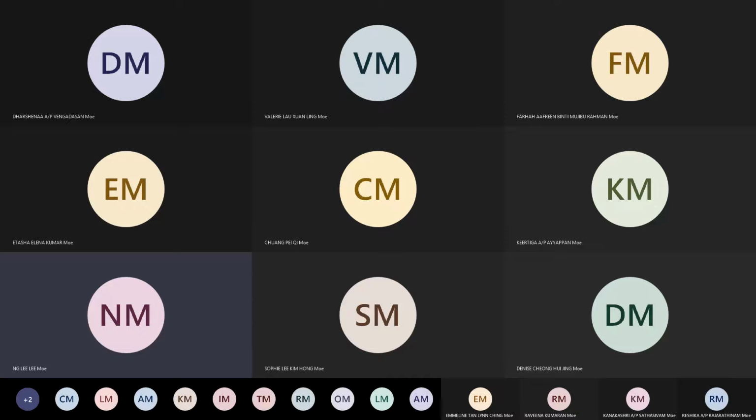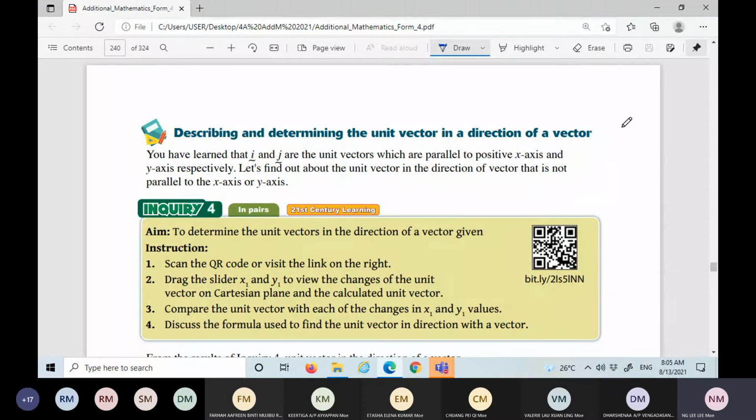Okay, yesterday's homework, I think no problem, right? Okay, can someone on the mic see the textbook? Can see, teacher. Okay, thank you. Okay, so we continue today's lesson.